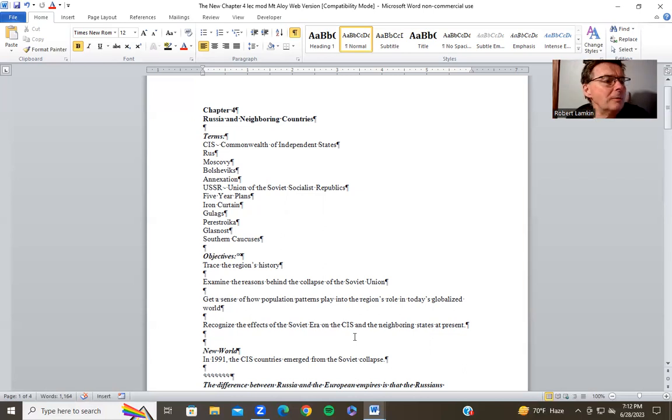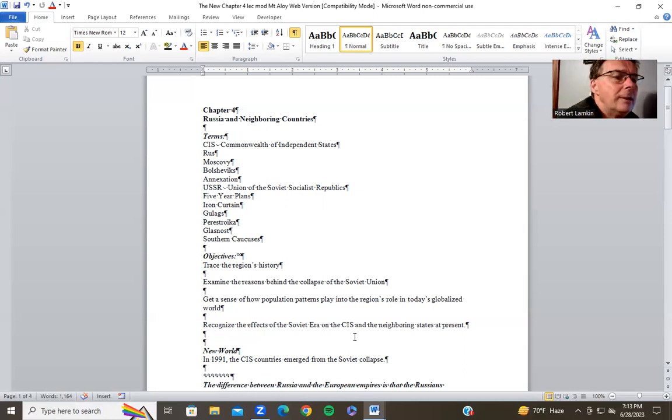Southern Caucasus. The Southern Caucasus are an area in the southern part of the Soviet Union. It was rich in minerals, and tropical, semi-tropical fruits and vegetables, and a very important area for the Soviet machine, as were other areas too. I'm going to focus a little bit more on the Southern Caucasus than some of the other areas. Just not enough time, right?